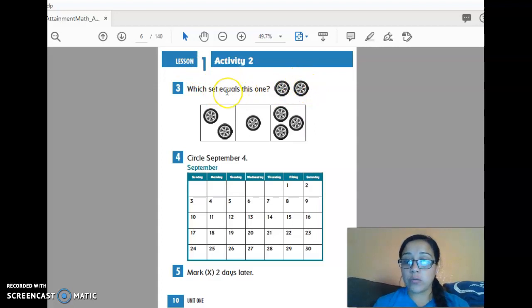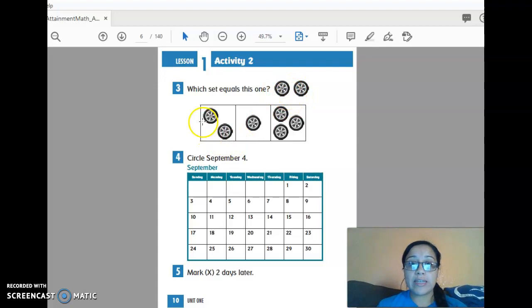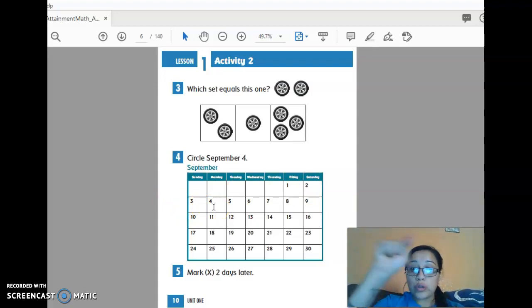Now let's review. What is the word equals? Equal means the same. So I want you to look for one that is the same as this one. Which one is it? Circle your best answer. Number 4 says circle September 4th. So let's find September 4th. This is September. This is 1, 2, 3, 4. Circle September 4th.